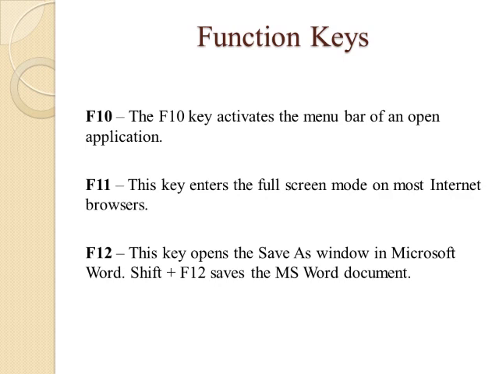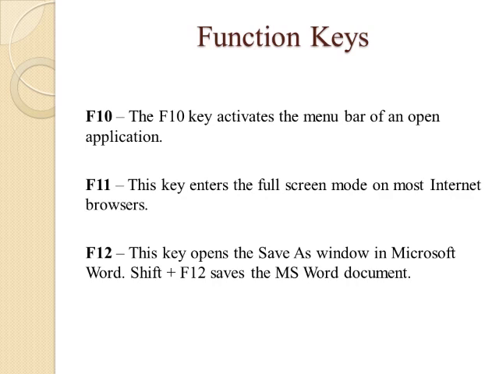The F10 key activates the menu bar of an open application, and the F11 enters the full screen mode on most internet browsers, and finally the F12 key opens the Save As window in Microsoft Word, and when we press Shift plus F2, it saves the MS Word document.